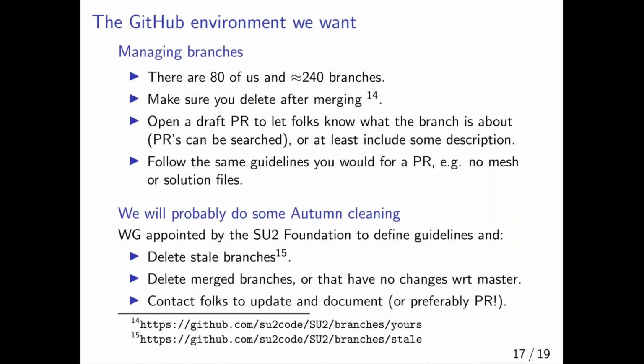Open a draft pull request when you create a new branch and you plan to have this in develop at some point, to know what this branch is about, mostly because pull requests can be searched and branches cannot. Then try to follow the same guidelines you would follow for a pull request. So don't put large mesh files or solution files together with the code, even if it's a personal branch, because when other people do git fetch or have to move the code around, they will be moving these files too.